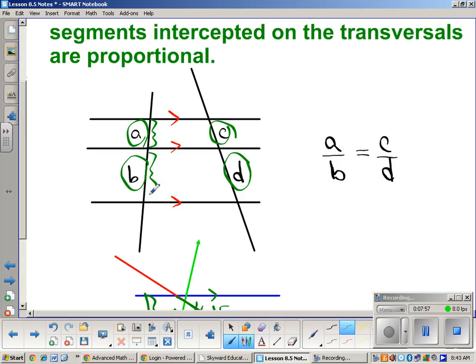So any transversal I run through there, if I put one through here like this, and I label this EF, then A over B equals C over D will equal what? E over F. Okay? That's the difference between the two theorems that we talked about.